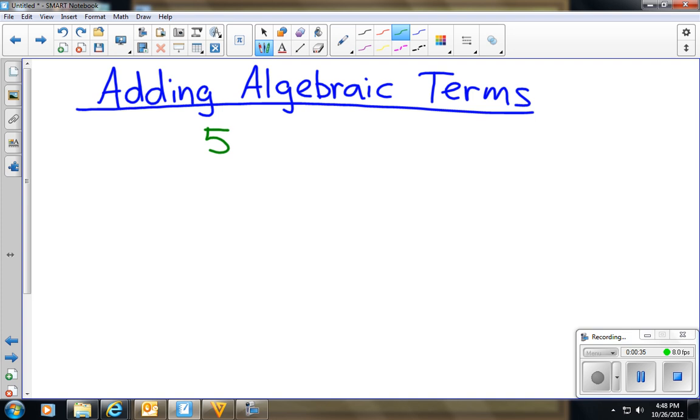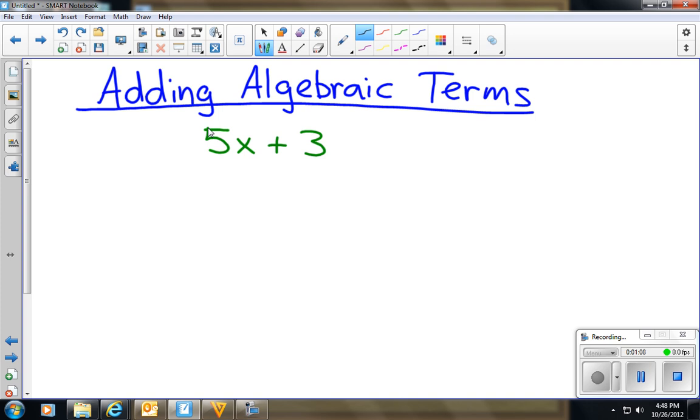If I have an expression, an expression would be like 5x plus 3. We're going to add, subtract, multiply some terms together. If I have this expression, 5x plus 3, let's break down what everything in this expression is called in the world of algebra. Now, these are both called terms. A term is basically a number, a variable, or a number being multiplied by a variable.